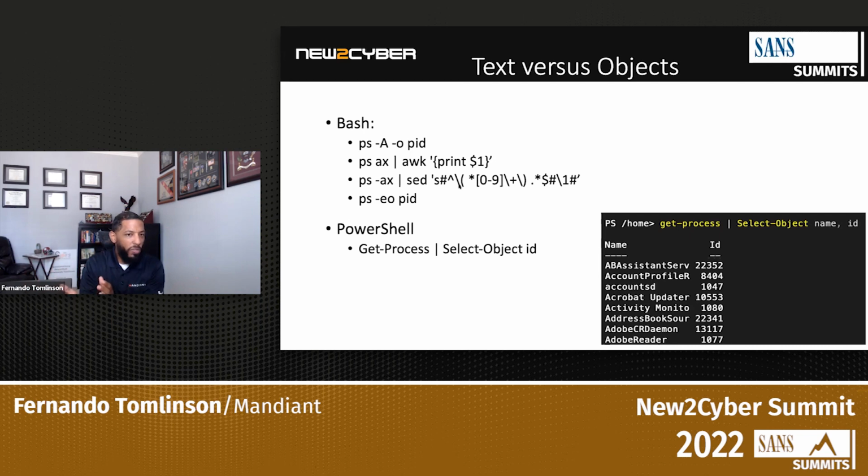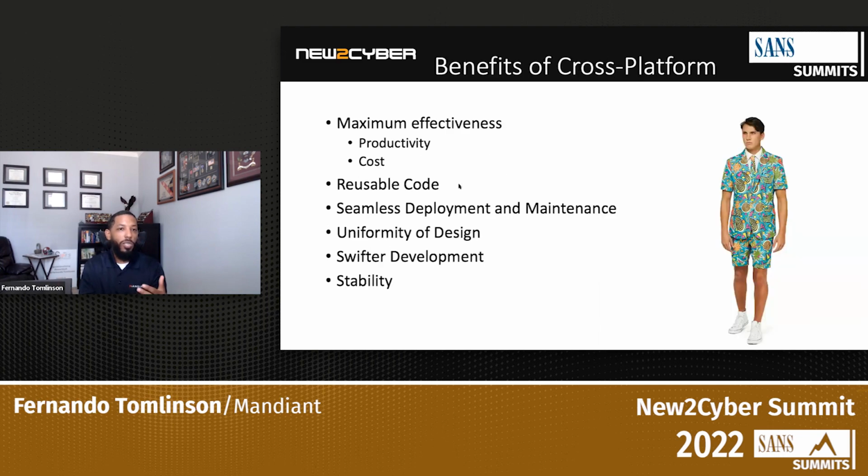In this case, we care about the object or the property called ID. And looking at my screenshot, let's say you want to get the name as well. Well, you just add a comma and then you can add name there and you get only that information back. Because it's object oriented, you can get that same information.